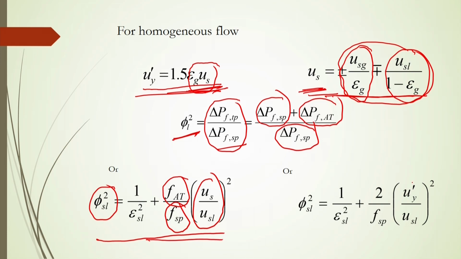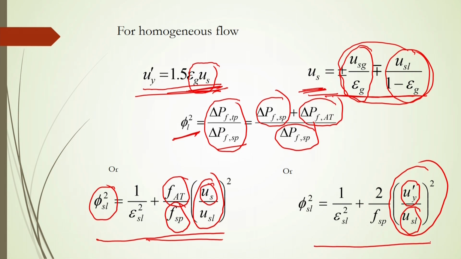Another way to calculate this is in terms of the fluctuating velocity. Instead of US by USL, here only the fluctuating velocity to the slurry velocity will come. This is the fluctuating velocity instead of US here.